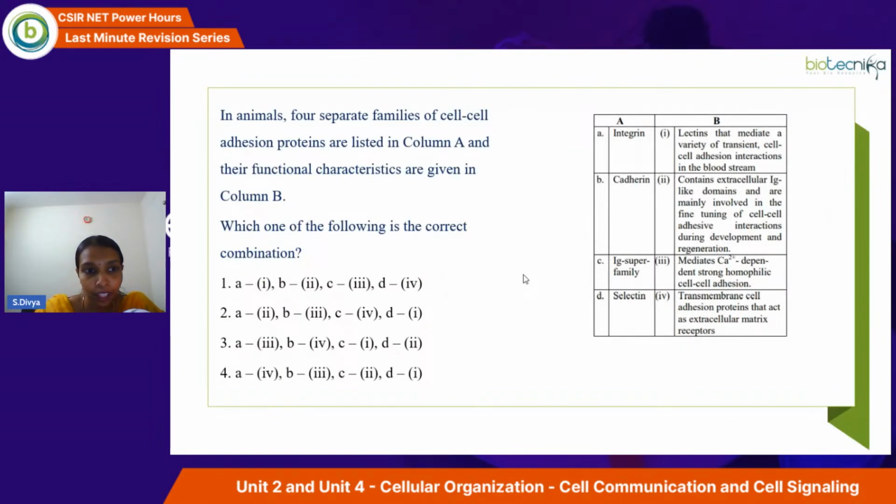Next, we are moving on to 4C, cellular communication. In cellular communication, you can expect match the following questions in the majority of cases. So these are cell adhesion molecules. You have to identify the correct match.